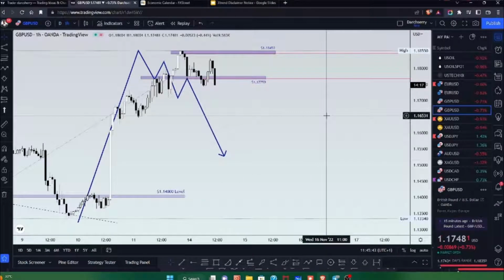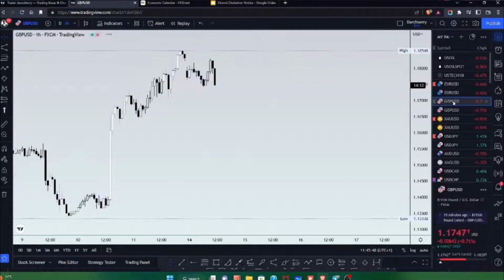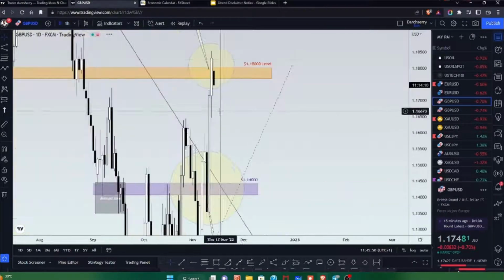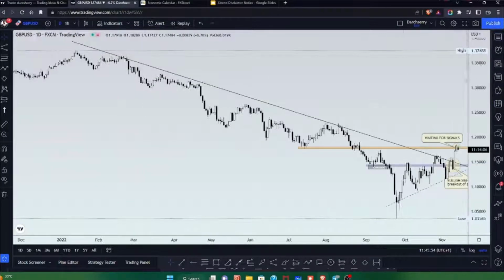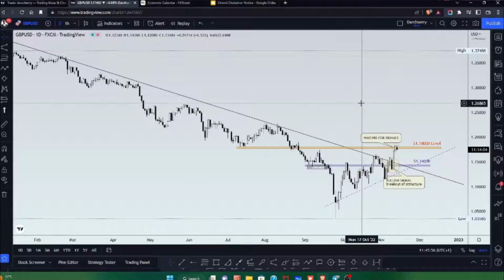So the first thing we want to do here on the GBPUSD is to scale up to the daily time frame. Let's see what is really going on on the daily time frame. Let's see if we are still on track of either selling or buying the GBPUSD.